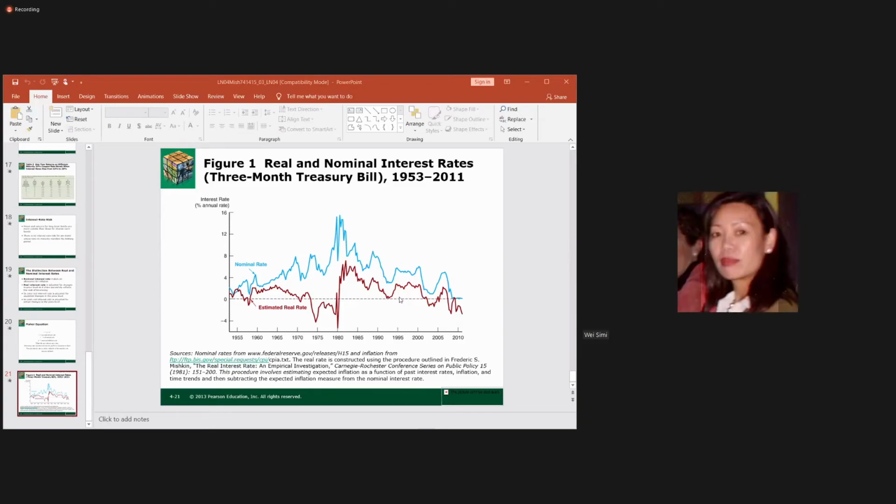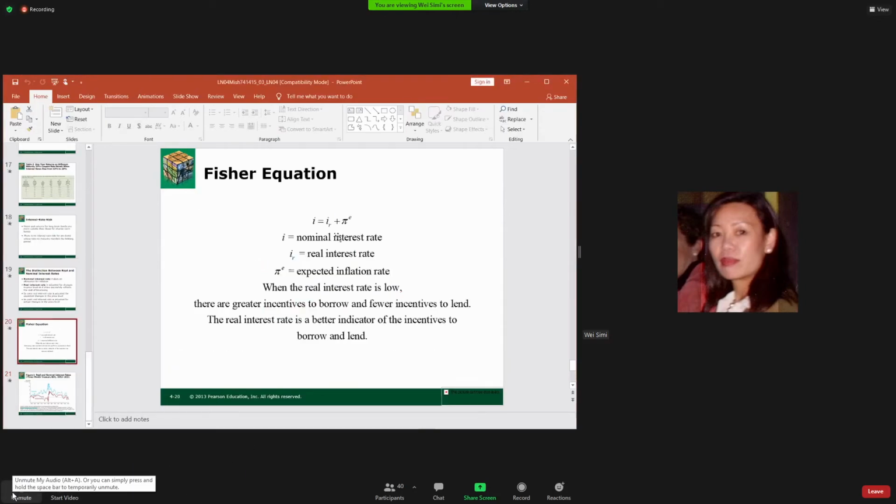What do you talk about? Why is the real interest rate looking at the future? Because of the inflation. Inflation here is your expected inflation, because past inflation we know, right? Let's say last year we didn't have inflation, so you don't make decisions based on the past. You base it on the future.